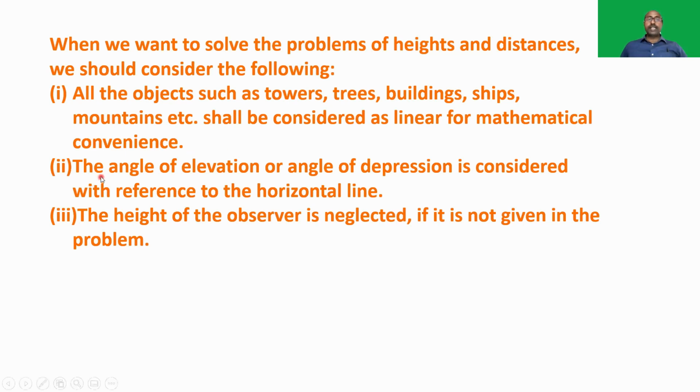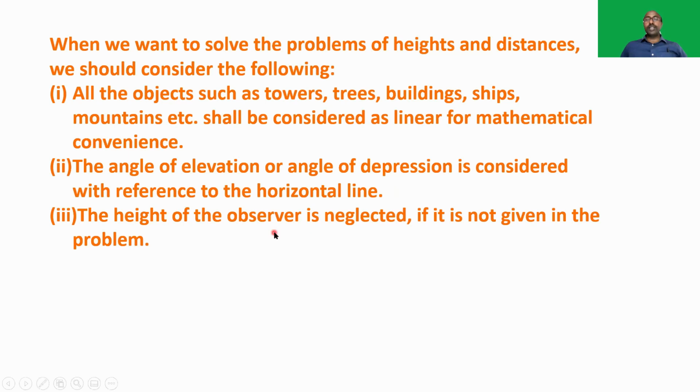Okay. And the second thing is the angle of elevation or angle of depression is considered with reference to the horizontal line. Already we have seen this point. And the third thing is the important point. The height of the observer is neglected if it is not given in the problem. So if the height of the observer is given, we have to consider the height. But if it is not given, we need not consider that height.